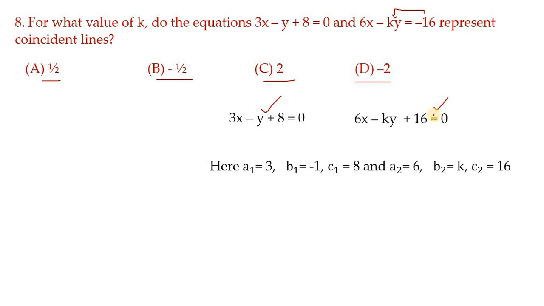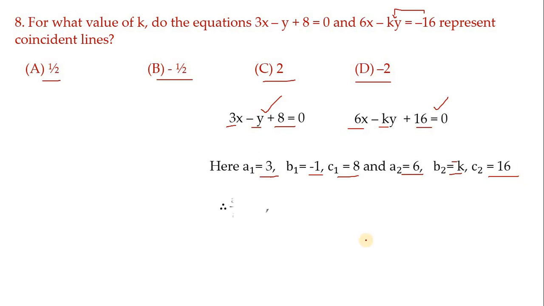Now find the values. So A1 value is 3, children, and B1 value is minus 1. C1 value is 8. Similarly, A2 is 6. B2 is minus k, children. So here it is minus k, not only plus k, it is minus k. And C2 is 16, children. Now let us find the ratios.